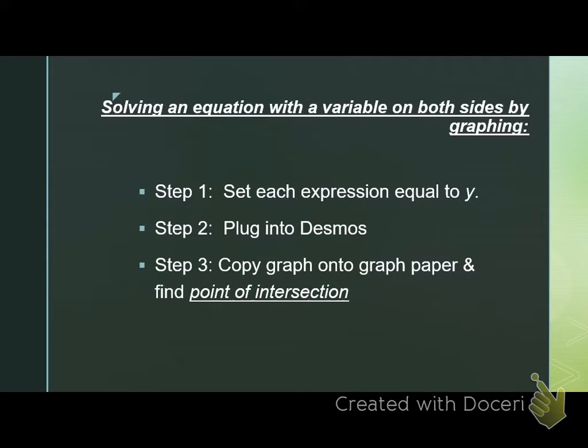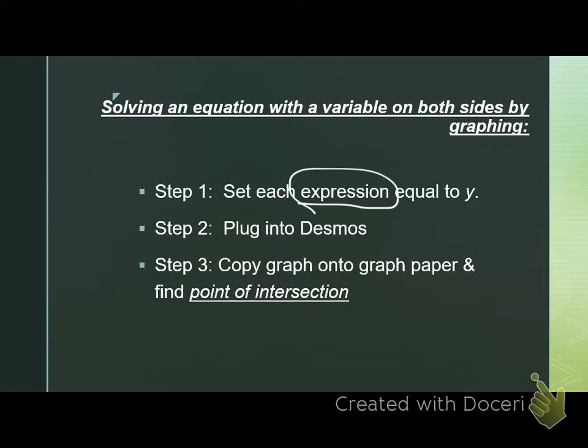Step number 1, you're going to set each expression equal to 0. Now remember, an expression is a math statement that doesn't have an equal sign. So if I'm looking at an equation, it's made up of two expressions set equal to each other. So we're going to take the expression on the left, set it equal to y, take the expression on the right, set it equal to y, and then we have two equations. We're then going to plug those two equations into Desmos, and of course we're going to find at least 3 points on each line so that we can copy that onto graph paper and find the point of intersection.